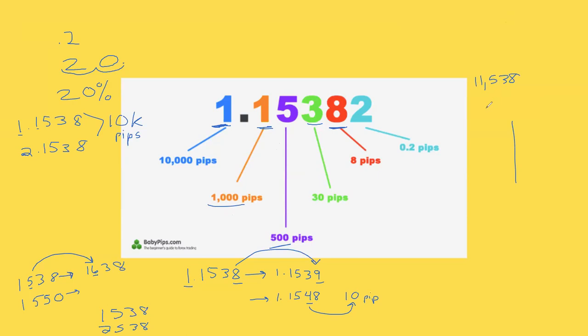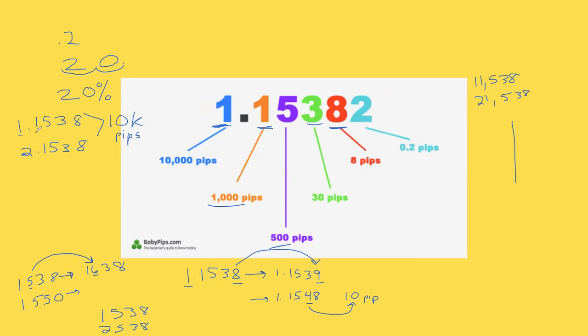to 21,538. And now you can easily see, oh, this is a 10,000 pip difference. This is a $10,000 difference. If we were just talking about dollars, it would be easy to see that this is 10,000. With pips, we kind of get confused because we see decimal points and we overthink it.